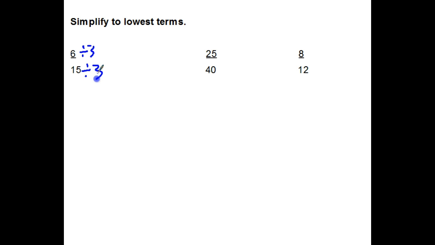So I'm going to divide them both by 3, which is going to be 6 divided by 3 is 2. 15 divided by 3 is 5. So 6/15 is the same as 2/5. The next one I notice it ends with a 5 and a 0, so I can divide them by 5. 25 divided by 5 is 5. 40 divided by 5 is 8. It equals 5/8.